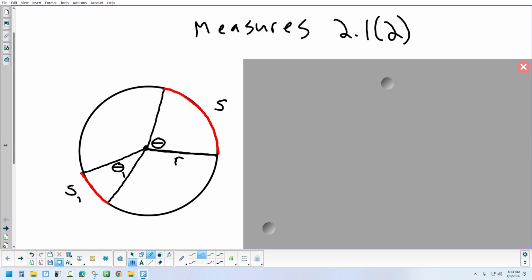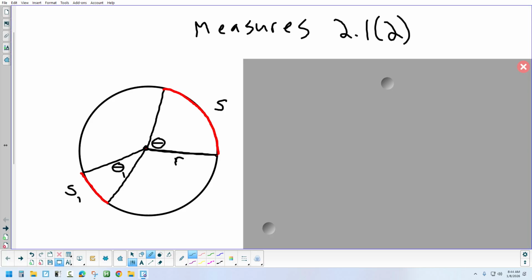Okay. R is the distance from the center to the edge. And what do you think the R stands for there? Radius. Yep, it stands for radius. And S, that's an S, is the length of the arc in red.